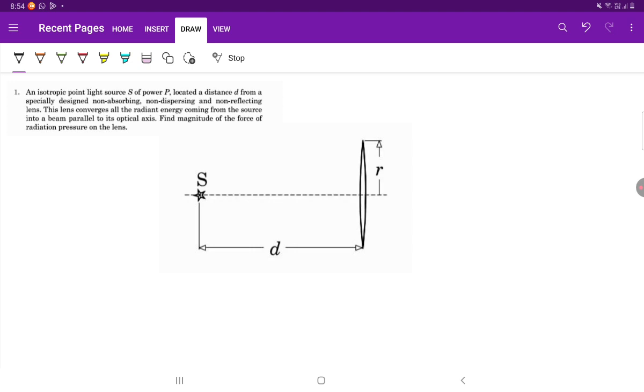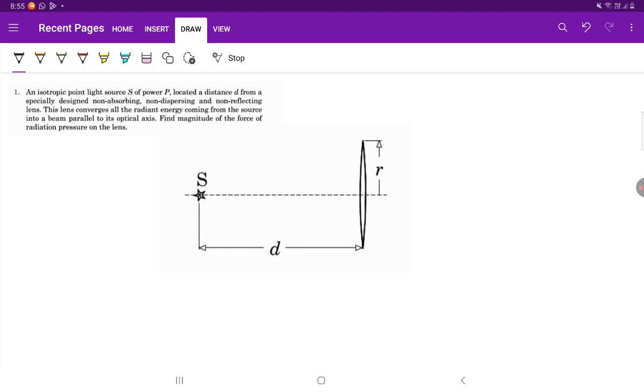The question says an isotropic point light source S of power P is located at a distance d from a specially designed, non-absorbing, non-dispersing, non-reflecting lens. But a lens is refracting, one thing you must remember. This lens converges all the radiant energy coming from the source into a beam parallel to the optical axis. This basically indicates that the source is kept at the focus of the lens. Then you have to tell me the magnitude of the force due to the radiation pressure on the lens.